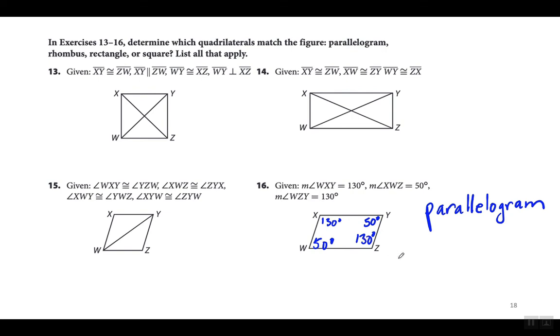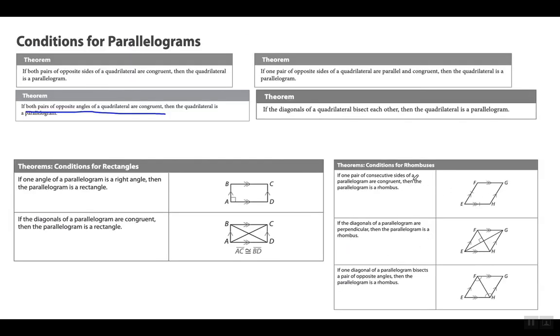Okay, and to be a rhombus, the conditions are either one pair of consecutive sides that are congruent, or perpendicular diagonals, or a diagonal that bisects a pair of opposite angles, and none of those conditions are present. So therefore, that question is just a parallelogram, nothing else. It's not a rectangle and it's not a rhombus, okay?